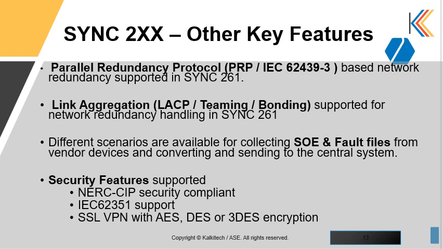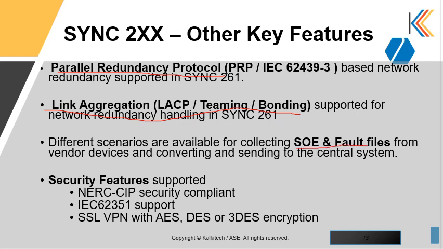Moving on to the other key features, Sync 261 also supports parallel redundancy protocol for network redundancy, so that packets are sent out in parallel over two networks. This is the latest requirement that has come up. It also supports link aggregation, teaming or bonding, in Sync 261. So two ports of Sync 261 can be clubbed together and used, so that the redundancy requirements are met. That is some of the scenarios that are needed.